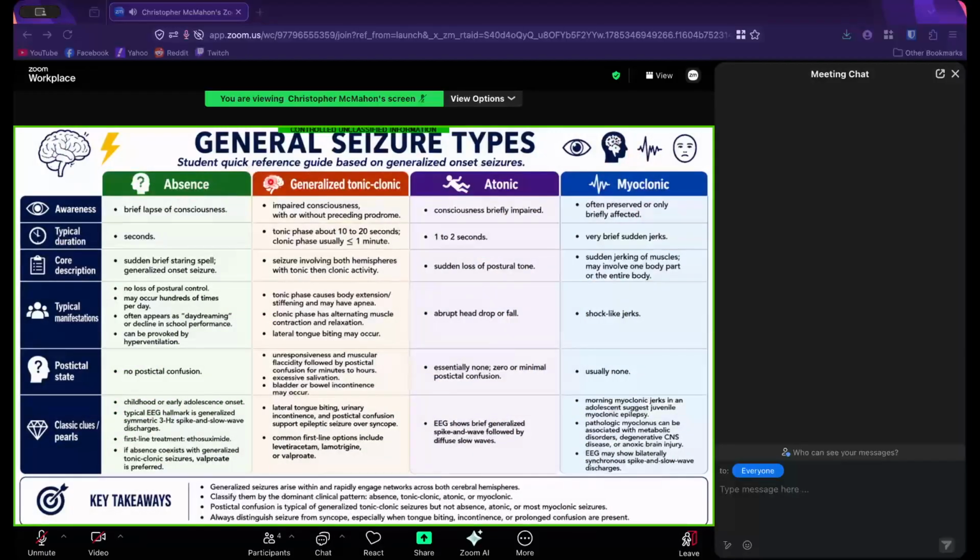And then I got generalized seizure types. These are my ones that start to affect our consciousness. Absence seizures. Think your young 8-year-old that's in school and they just space out, but hundreds of times a day.